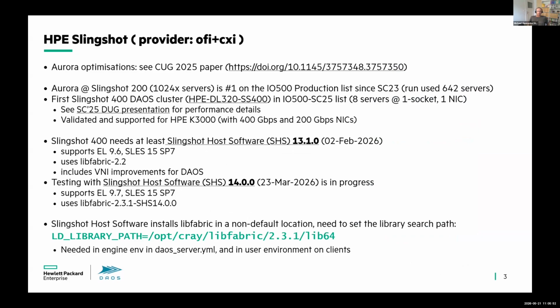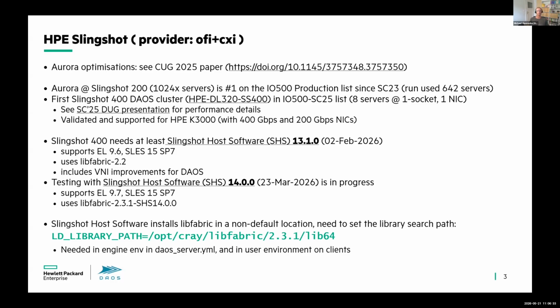So on the HPE side, of course, we have a lot of focus on Slingshot with the OFI plus the CXI provider. And here's the reference to the Cray user group presentation from last year. And of course, Aurora still is definitely the largest system, has been #1 for a while. And in the past couple of months, we had the opportunity to also run on Slingshot 400 in our manufacturing for one of the first bring-up systems here. We've reported that system, which was a really small one, 8 one-socket systems, which corresponds functionally to 4 of our K400, K4 3000 servers. We put that on the list just as a data point.